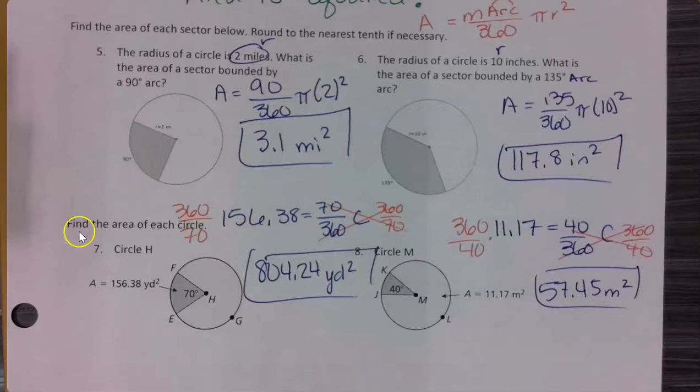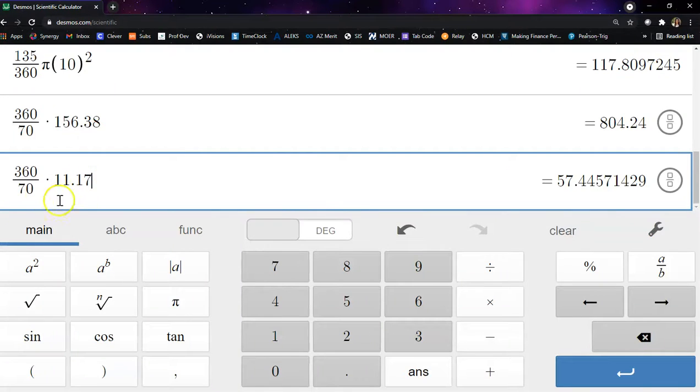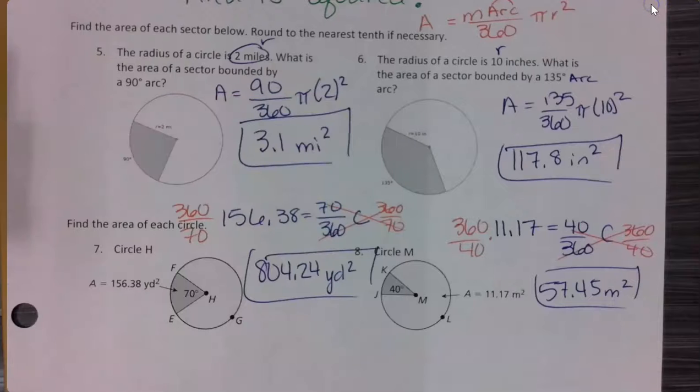Wait, did I type that in right? That should have been 40, not 70. Which gets me 100.53. Fix that.